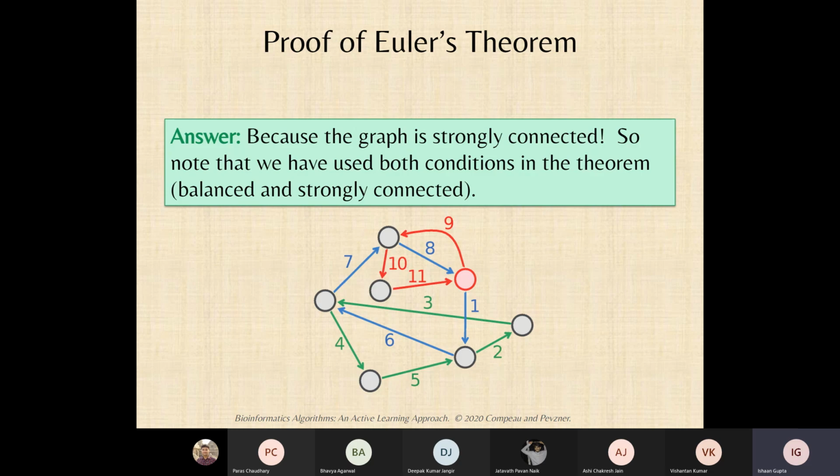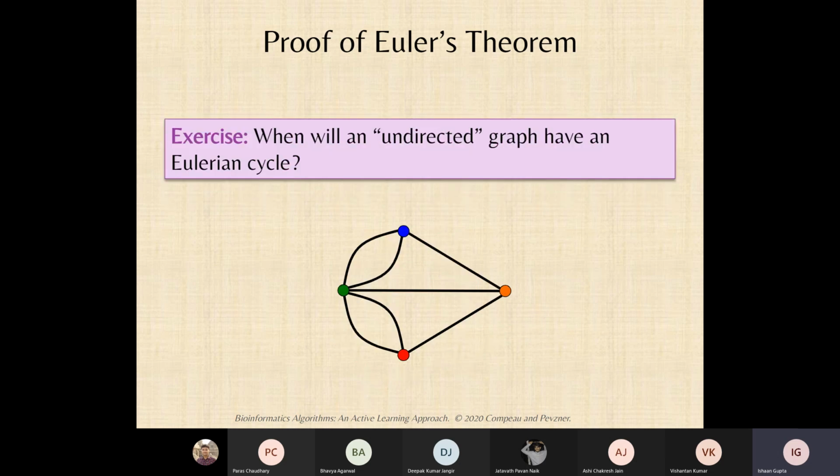Because the graph is strongly connected, when we have both these conditions met, you will be visiting all the edges because in degrees and out degrees are equal. And you can try to make a graph by yourself, keeping it balanced and strongly connected, and you will see that the graph will always have an Eulerian cycle.